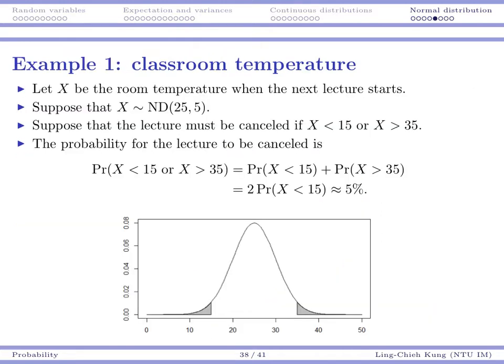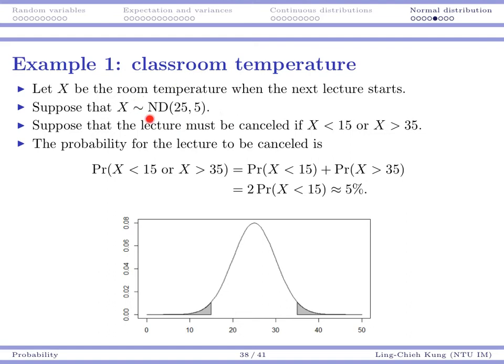So let's look at some examples. Now let's consider the temperature example. Suppose X is a normal curve, or we say we want to approximate the distribution of X by a normal curve. In that case, according to past experience, I believe the temperature would be a normal random variable with mean 25 and a standard deviation of 5.